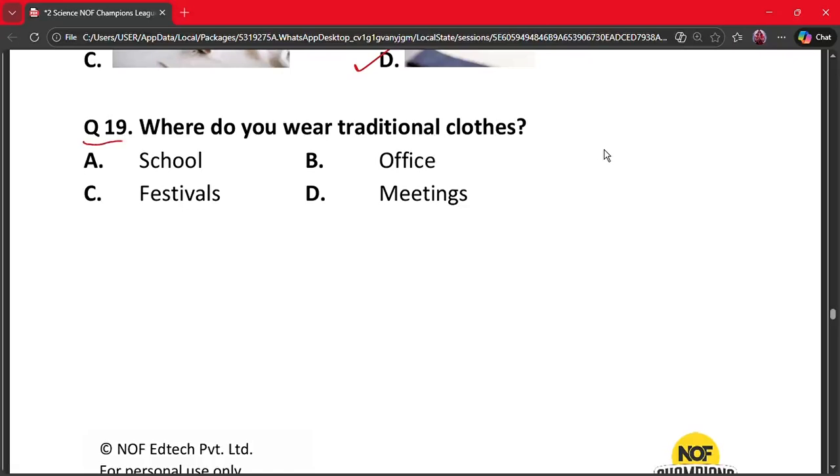Our next question is question number 19. Where do you wear traditional clothes? A. School, B. Office, C. Festivals, or D. Meetings. The correct answer is option C. Traditional clothes are usually worn during festivals and special occasions. They represent culture and traditions. Therefore, option C is correct.